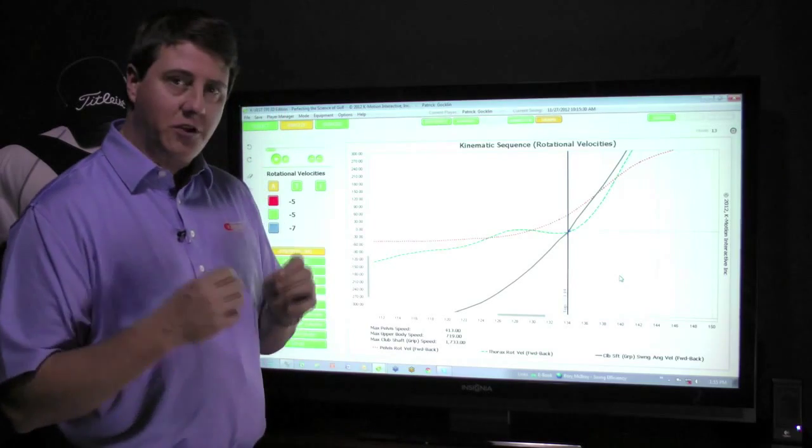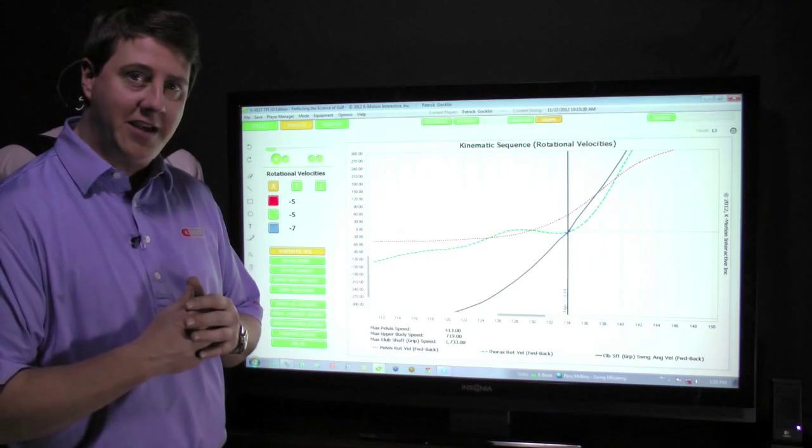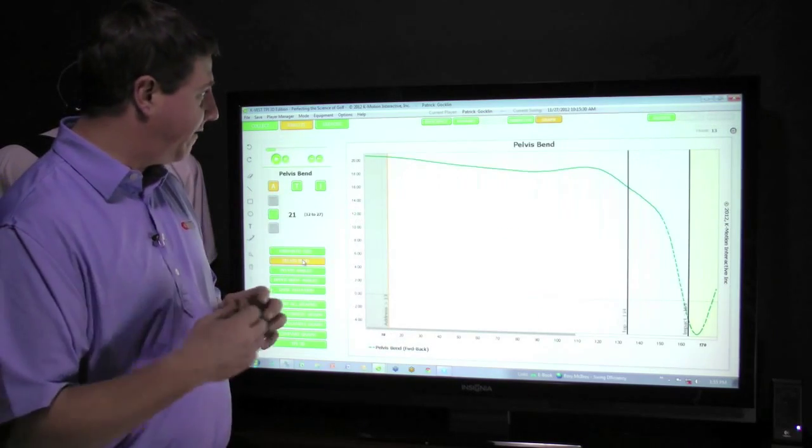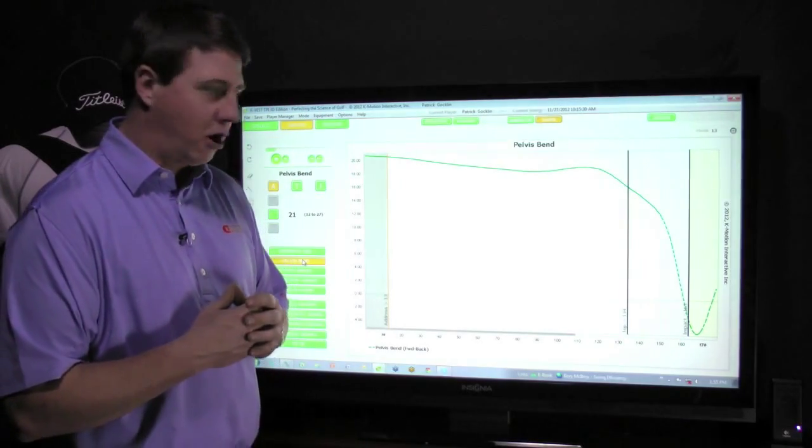So what we want to do now is drill down a little bit further. We're going to click over here on pelvis bend, and we're really going to focus now on this graph to find out what's going on with Patrick's ball flight.